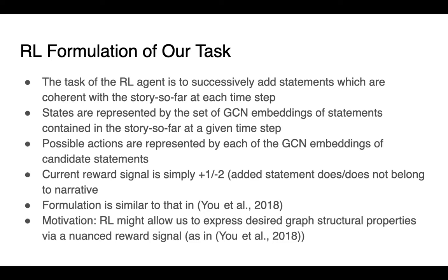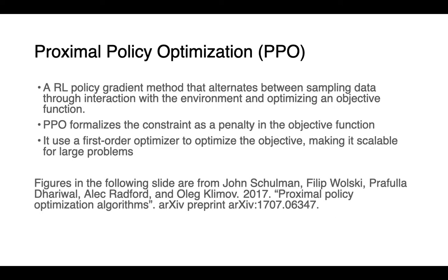Lastly, the motivation behind using RL here is that it might also allow us to fold in desired graph structural properties through a nuanced reward function. Most policy gradient methods perform one gradient update per data sample. PPO implements multiple epochs of mini-batch updates. A policy gradient method computes an estimator of the policy gradient to calculate stochastic gradient ascent. The algorithm alternates between sampling and optimization.